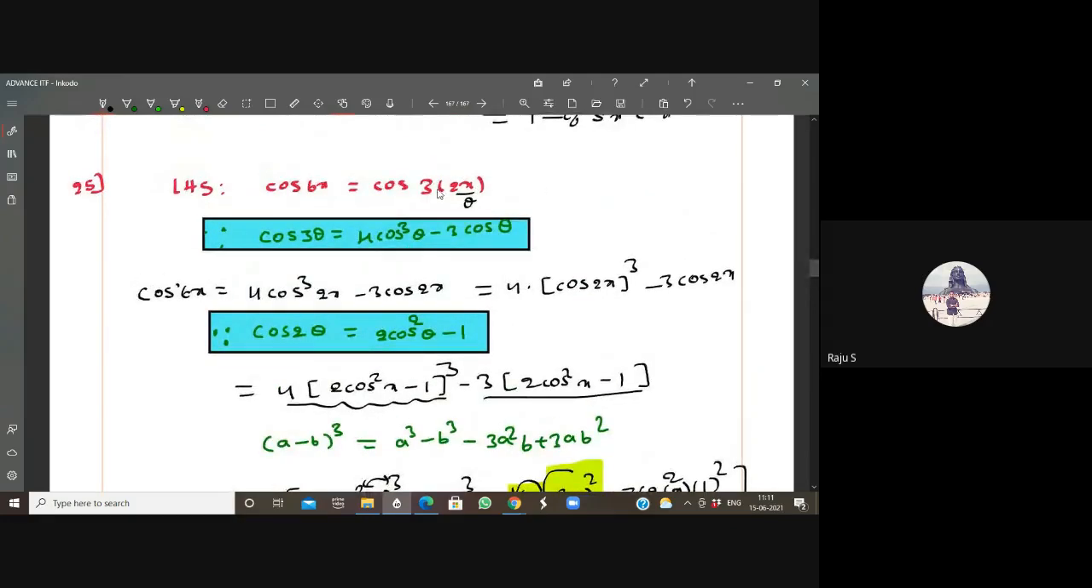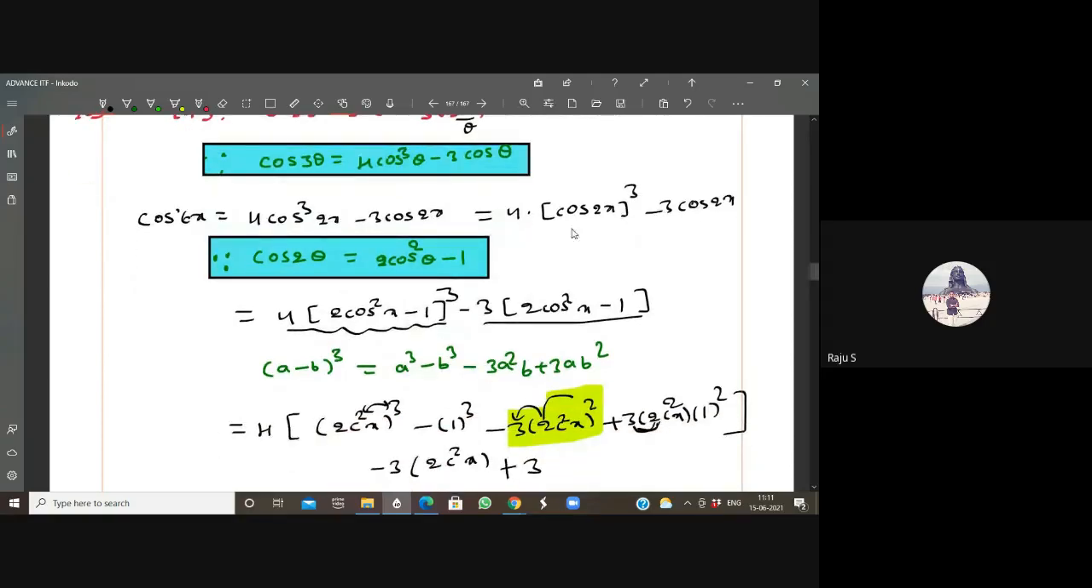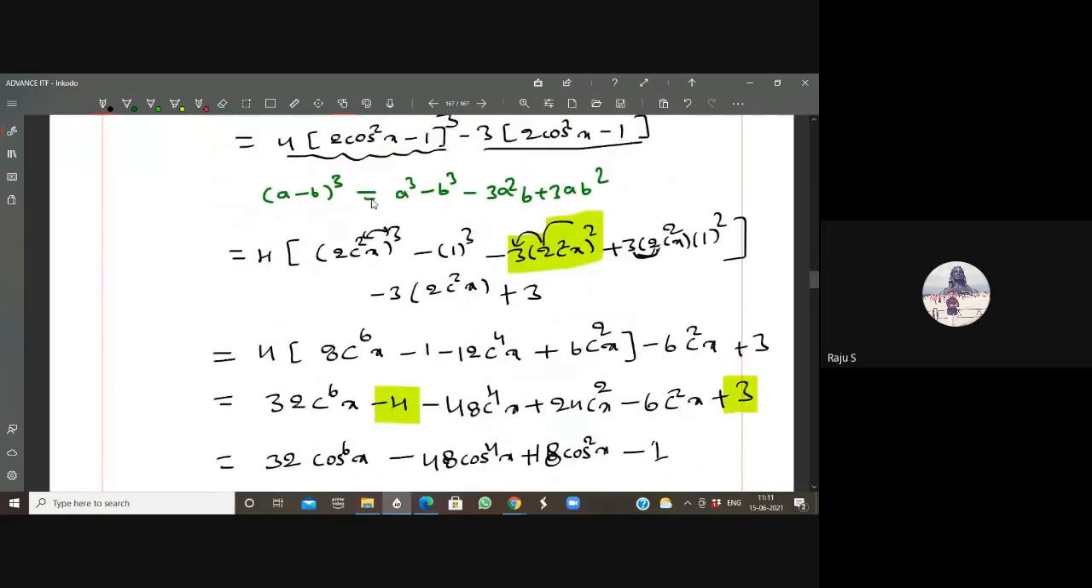For cos 6x, we have written 3 into 2x. We applied that cos 3 theta formula, 4 cos cube minus 3 cos. So when we apply that, we get 4 cos 2x whole cube minus 3 cos 2x. The cos 2x formula is 2 cos square x minus 1. Just substitute, then apply the a minus b whole cube formula.